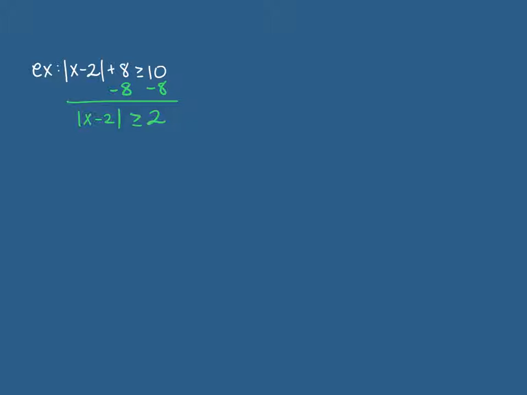Now that I've isolated the absolute value, I'm going to separate this into 2 different inequalities. The first one being x minus 2 is greater than or equal to 2. The second one being x minus 2 is less than or equal to -2. From here, I'm going to start by solving the inequality on the left. So I'm going to add 2 to both sides. So I get x is greater than or equal to 4. And then I'm going to solve the inequality on the right by adding 2 to both sides again. And I get x less than or equal to 0.